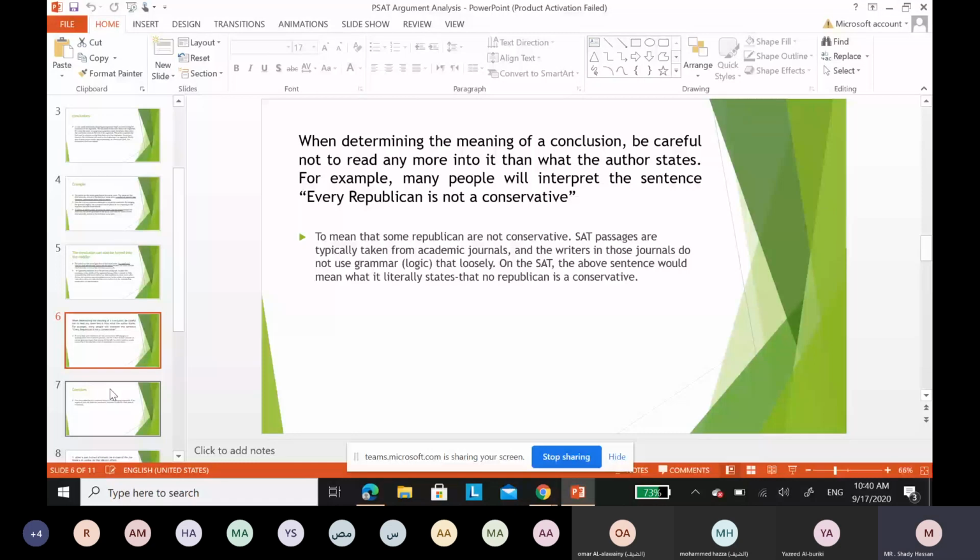Again, guys, look at this sentence, please. Every Republican is not a conservative. Does it mean no Republican is conservative? Well, in SAT, yes.